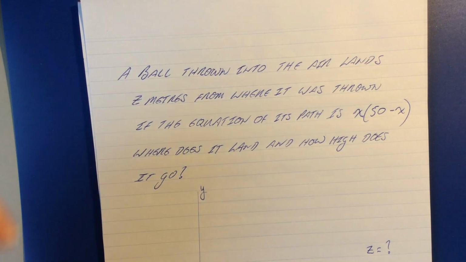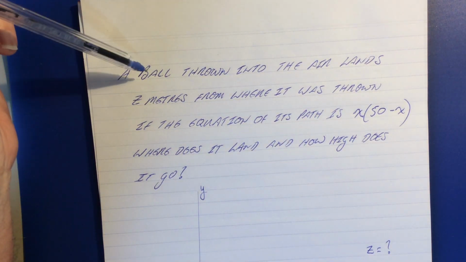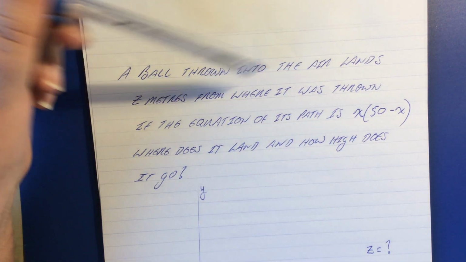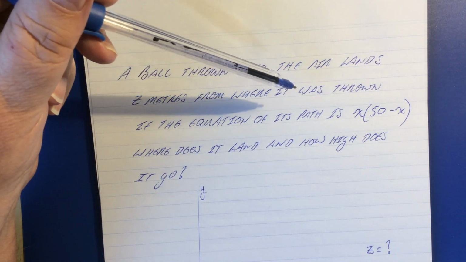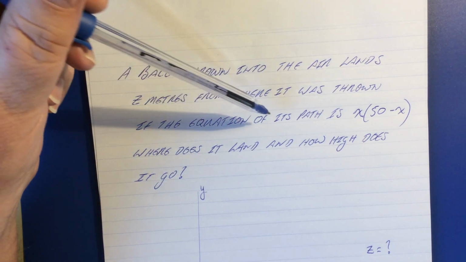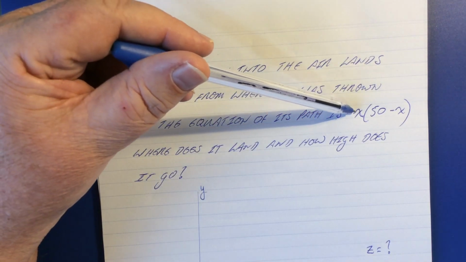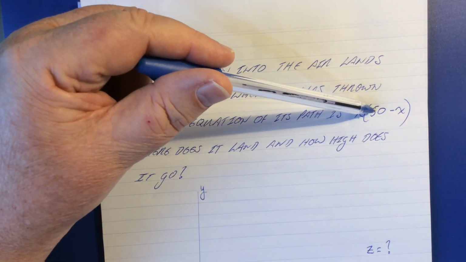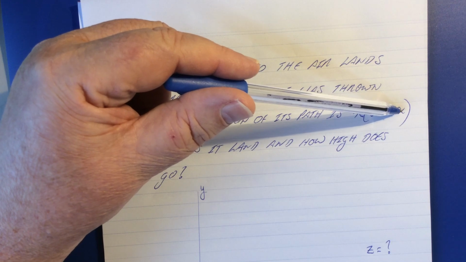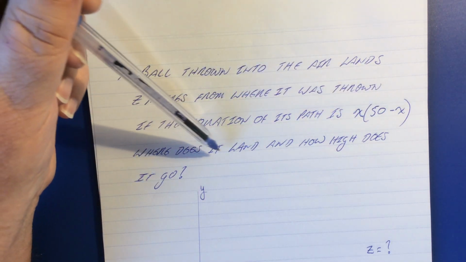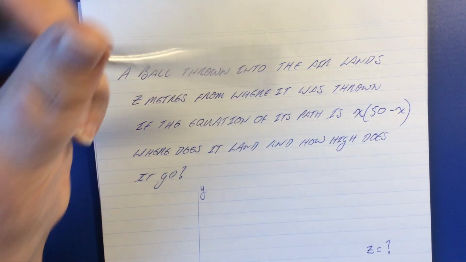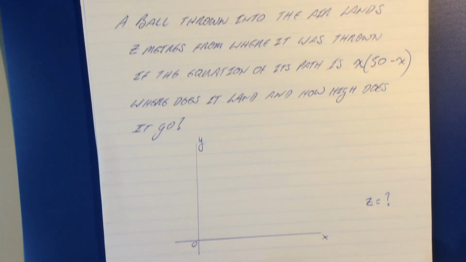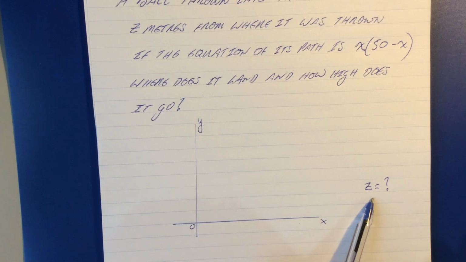The problem that we have today is one involving a ball thrown into the air that lands z meters from where it was thrown. Now, if the equation of its path is this, x into 50 minus x, the question is, where does it land and how high does it go? So, what we're looking for is, we're first of all looking for this.